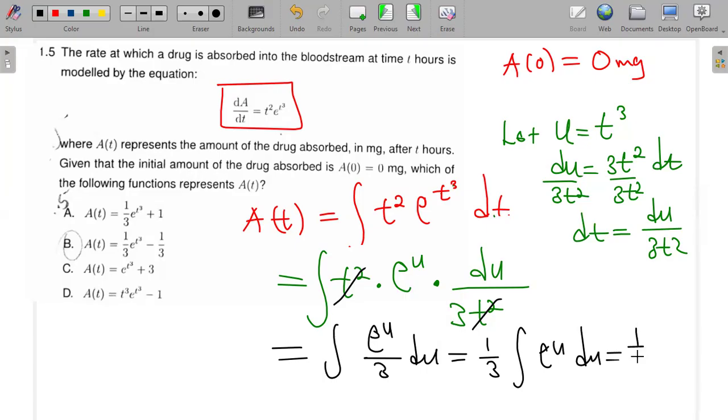So this will just be 1 over 3. The integral of e to the power u is just e to the power u, and then plus c. This plus c is a constant of integration. So that is my A(t).